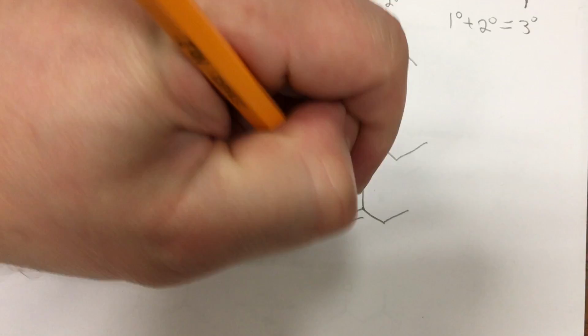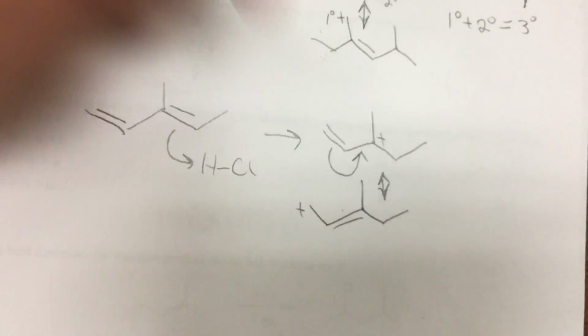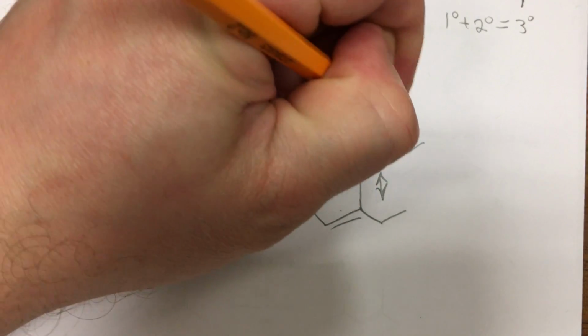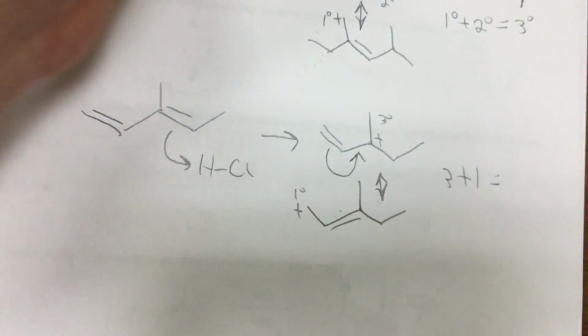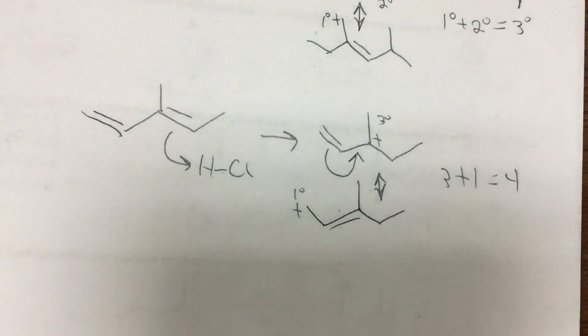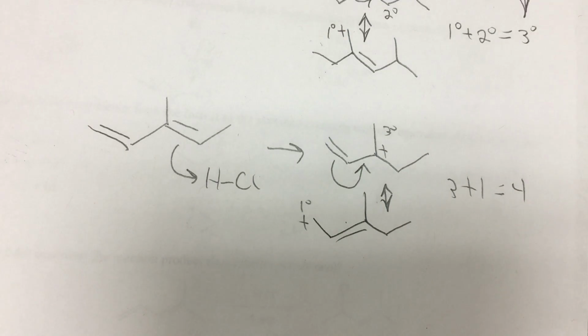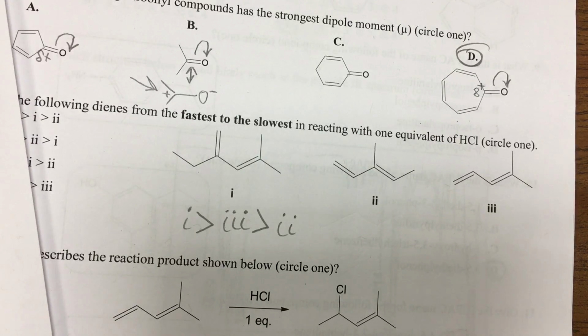This is why it's important to draw these quickly. Here we have a tertiary right there and a primary right here. Do a little bit of math. And we see that's like a quaternary type substitution here. But that is less than this one over here, so this is going to form slower than the first one.